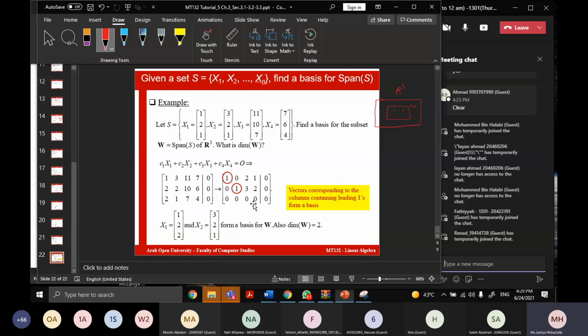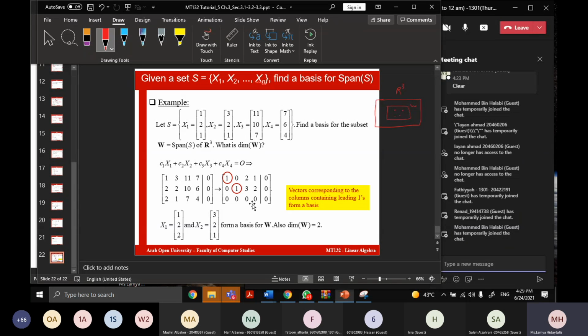So now what are the bases? The basis columns, what were they? They were this: 1 2 2, and the second, 2 3 1. How many are they? They are 2. So the dimension is 2. The space is spanned by these 2 vectors. The others were extra.